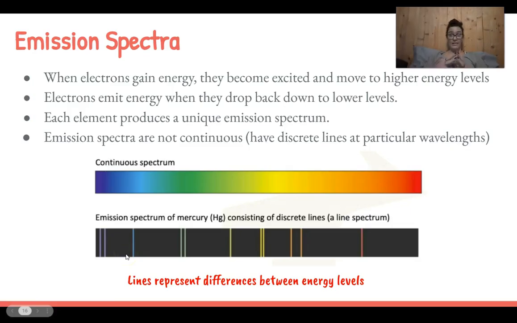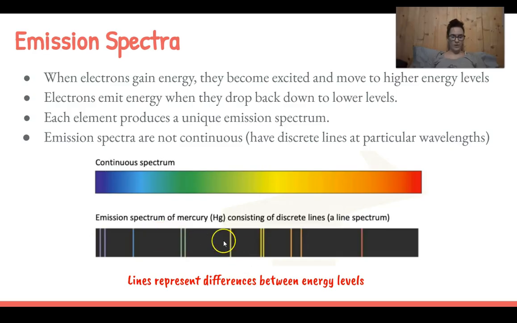When those electrons are excited and they jump to higher energy levels and they fall back down, they release specific discrete colors. So this is called a line spectrum, which is, you can see these different lines here of color, as opposed to a continuous spectrum, which looks more like a rainbow of color.